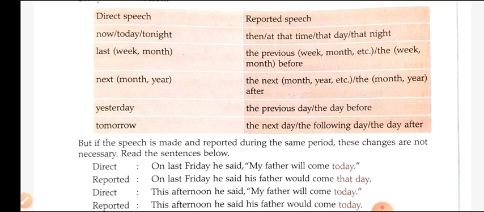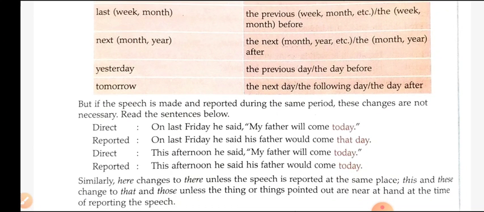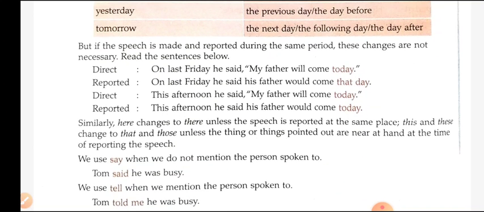Next month, next year become the next month, the next year, the month after, the year after. Yesterday becomes the previous day, the day before. Tomorrow becomes the next day, the following day, the day after. But if the speech is made and reported during the same period, these changes are not necessary. Read the sentences below. Direct: on last Friday he said, "My father will come today." Reported: on last Friday he said his father would come that day.